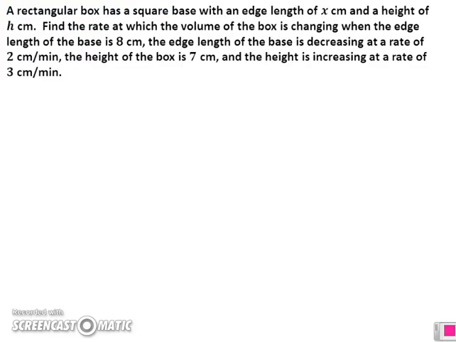Let's do a problem. A rectangular box has a square base with an edge length of x centimeters and a height of h centimeters.